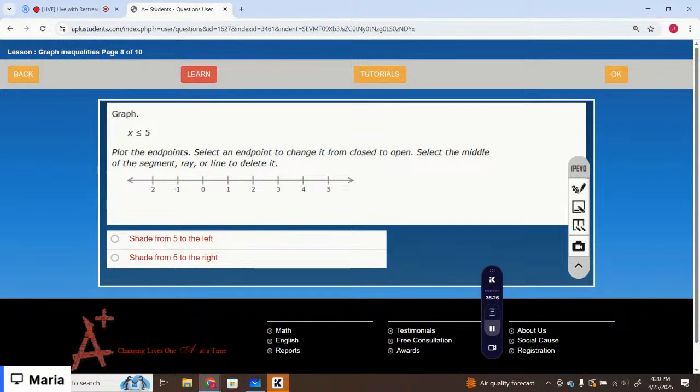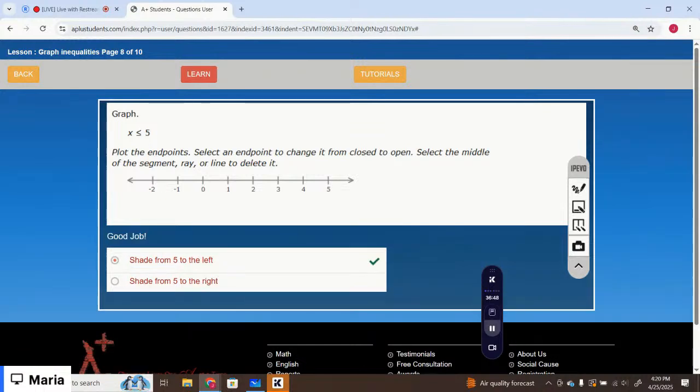X is less than or equal to 5. Shift from 5 to the left. Option number 1 is the correct option.